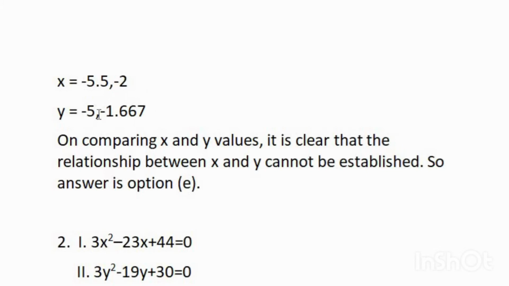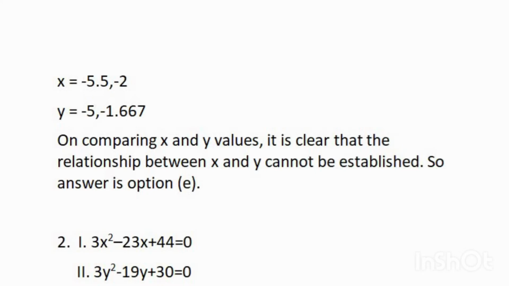Now take minus 2 and compare it with the values of y. Comparing minus 2 and minus 5, which one is greater? Minus 2. And comparing minus 2 and minus 1.667, which is greater? Minus 1.667. So here we can't establish a relationship between x and y, because comparing minus 5.5 and minus 5, minus 5 is greater, but when we compare minus 2 and minus 5, minus 2 is greater. So in this case x is greater, and in all other cases y is greater. So we can't establish any relationship.